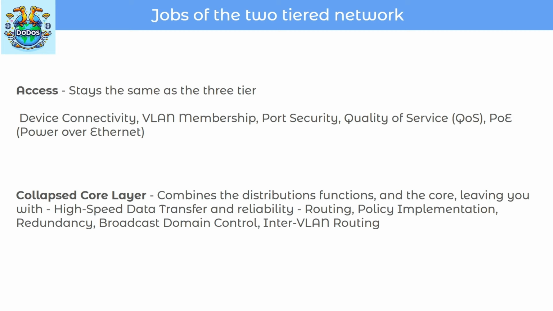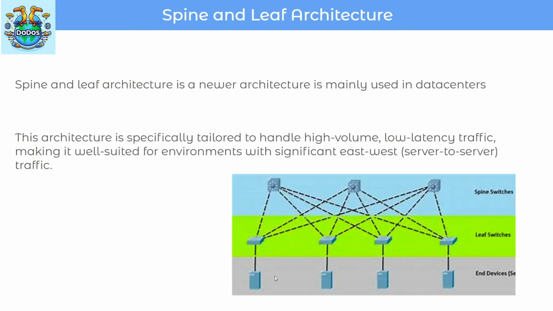Alright, so the jobs of each tier are basically the same. Access stays the same as in three-tier, which is device connectivity, VLAN membership, port security, quality of service, and power over Ethernet. And the collapsed core layer is just a combination of the distribution functions and the core layer. So it leaves you with high-speed data transfer and reliability, but it also adds routing, policy implementation, redundancy, broadcast domain control, and inter-VLAN routing. That's it for those two.